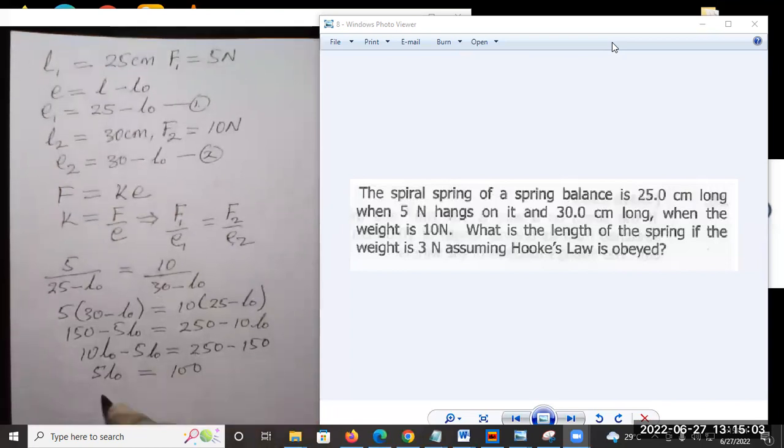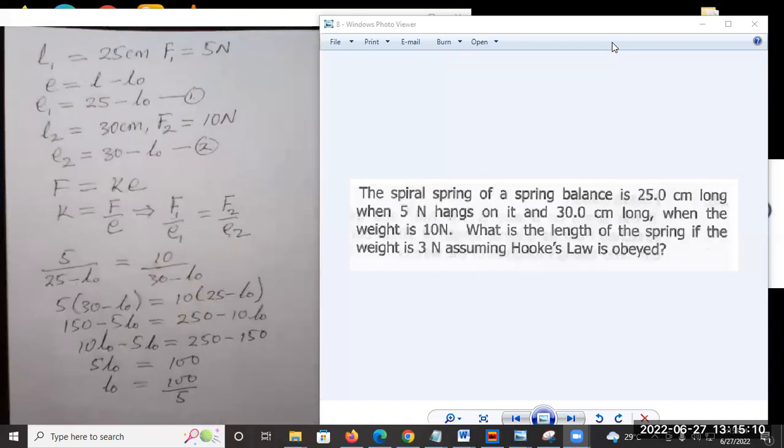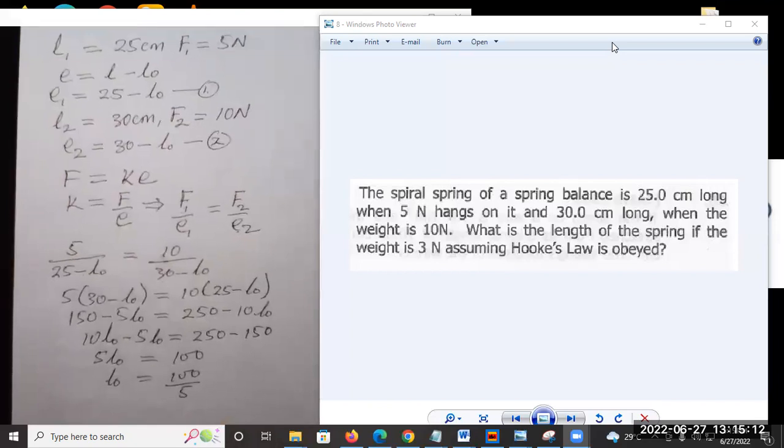From here, we can get the original length, which is 100 divided by 5. That gives us 20 cm.